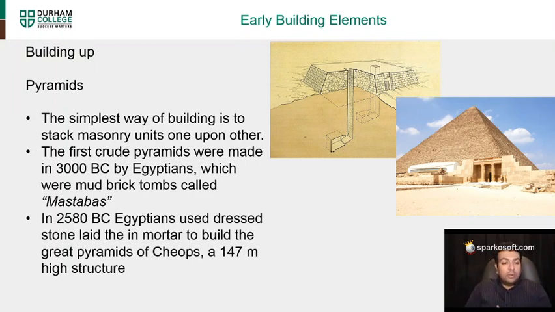So in 2580 BC, Egyptians used dressed stone laid in mortar to build the Great Pyramid. You can see the Great Pyramids. All they did was start from the outside and stack stone to build up. The pyramids are almost 147 meters. That was the highest structure back then until the Eiffel Tower was built.